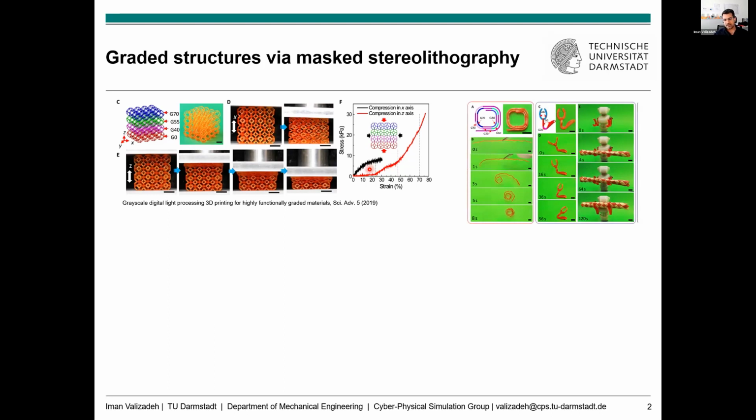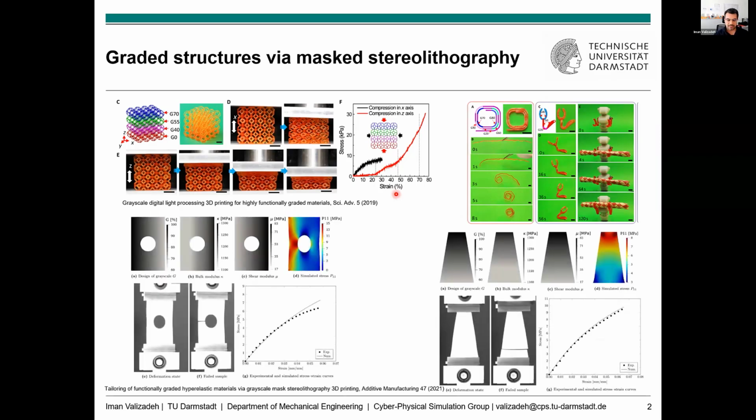Because of the tunable mechanical glass transition temperature, this material can be used as shape memory polymers. We see, for example, this helical pattern, which is printed with different grayscale values, and after the programming and heating, it recovers its initial shape. The other application is in soft robotics. We see the arm of this robot, which is printed with different grayscale values.